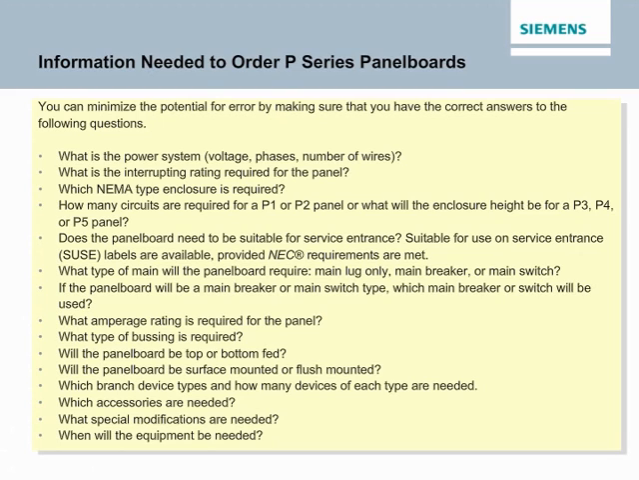Suitable for use on service entrance labels are available, provided NEC requirements are met. What type of main will the panel board require? Main lug only, main breaker, or main switch? If the panel board will be a main breaker or main switch type, which main breaker or switch will be used? What amperage rating is required? What type of busing is required? Will the panel board be top or bottom fed? Will the panel board be surface mounted or flush mounted? Which branch device types and how many devices of each type are needed? Which accessories are needed? Any special mods? And when will the equipment be needed?